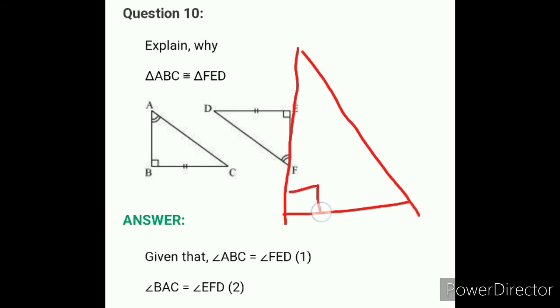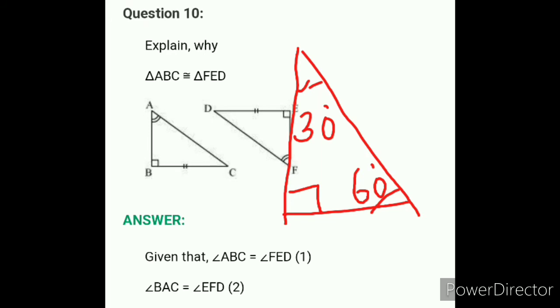It is a right angle triangle. These two angle measures are given. What about the third angle measure? 90 plus 30 is 120. 180 minus 120 is 60 degrees. We have to apply the angle sum property.